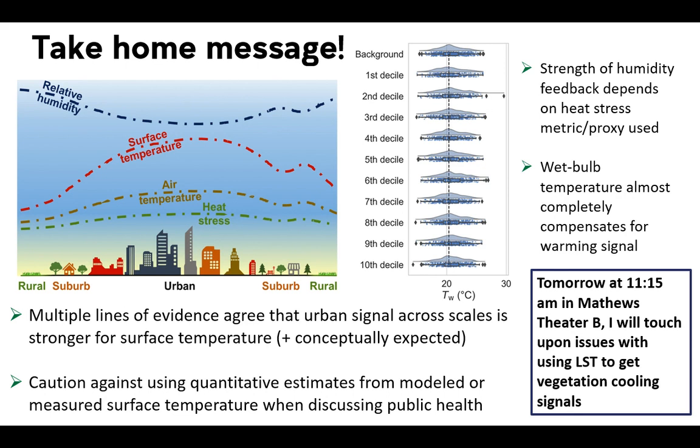We also use wet bulb temperature and many other metrics. Wet bulb temperature is the one used most commonly in the earth science community as a proxy for heat stress. And we found that in that case, the compensation for warming and drying is almost complete. Tomorrow I will actually be touching upon a different issue related to this, using LST to get vegetation cooling signals. I didn't have time to cover it here.